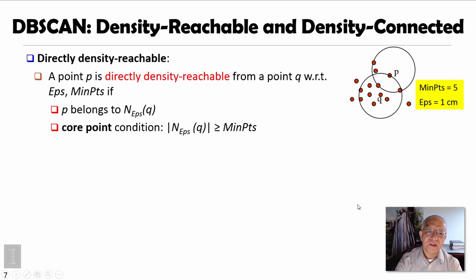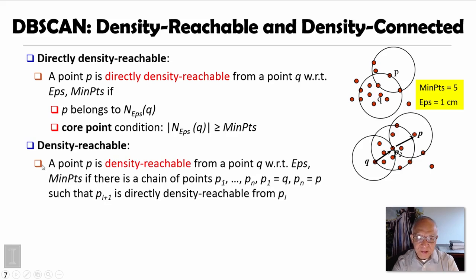Now we look at a concept called directly density reachable. Directly density reachable means, for example, P is directly reachable from Q. The reason is P is within Q's epsilon neighborhood. On the other hand, Q itself is a core point because the number of points in Q's disk is greater than the minimum number of points.